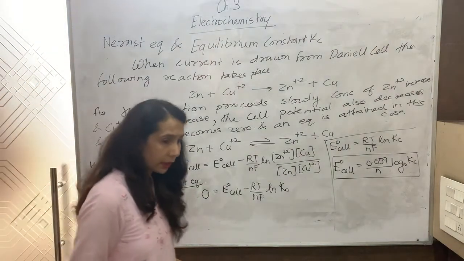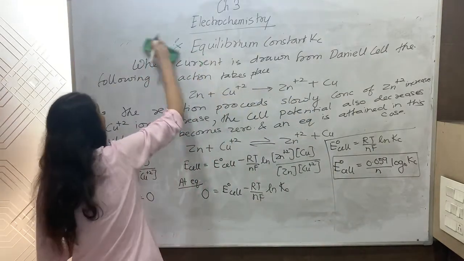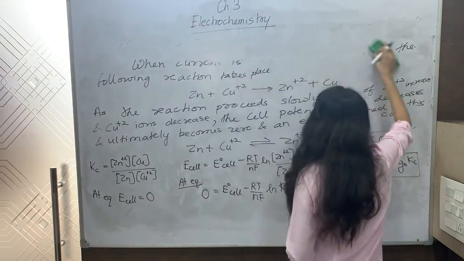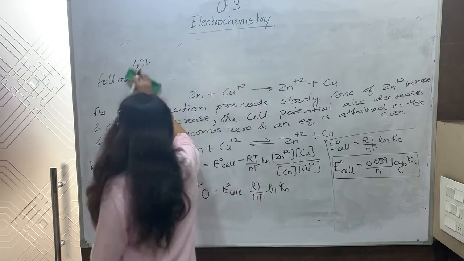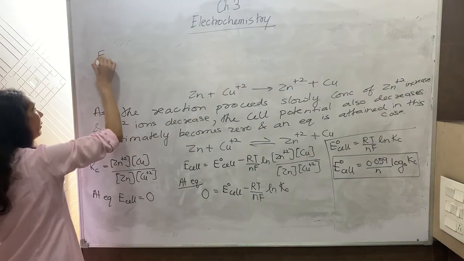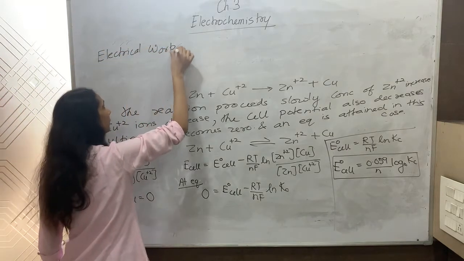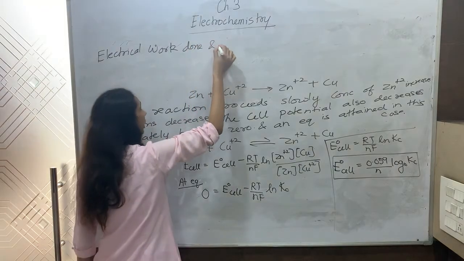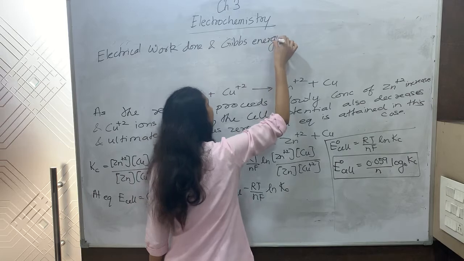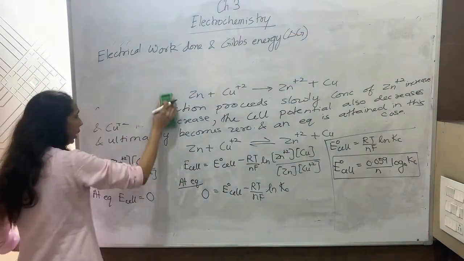Now, this we have done. Next, we will see the electrical work done in a cell. What is the work done by a galvanic cell? Daniell cell is an example of a galvanic cell. So let us see the next derivation, that is for electrical work done and Gibbs energy, delta G. Now what is electrical work done?